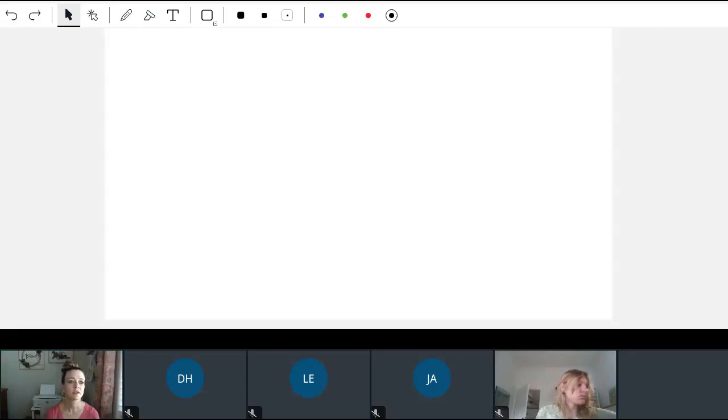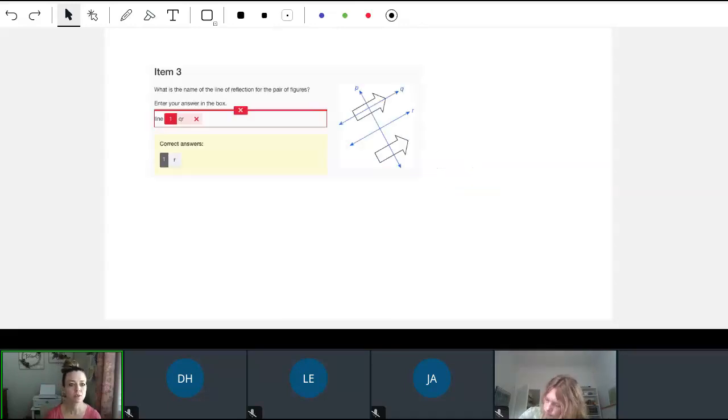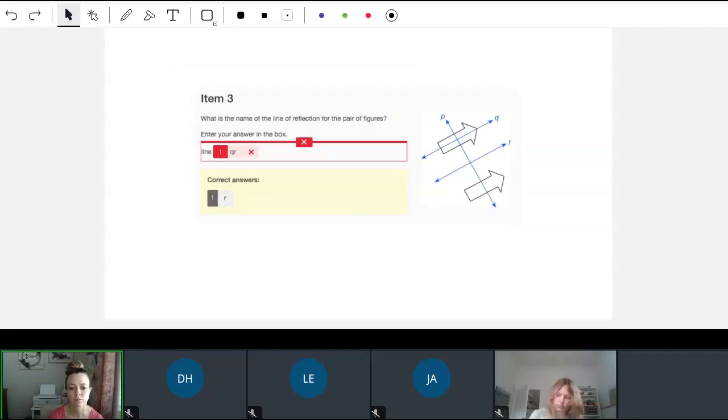All right, so your number 3 might have looked a little different but go ahead and take a look at your test. Look at number 3. This one says, what is the name of the line of reflection for the pair of figures? You're looking at the arrows, and trying to figure out which line would be line P, line Q, or line R. If you placed a mirror there, that's what a line of reflection really is. If you were standing here at this arrow, you'd see this arrow.